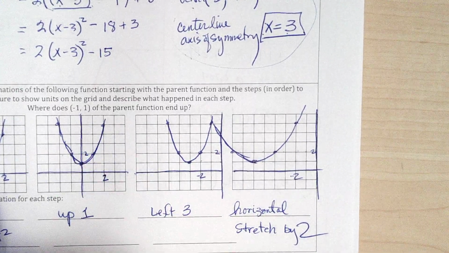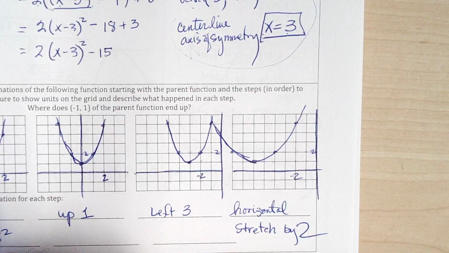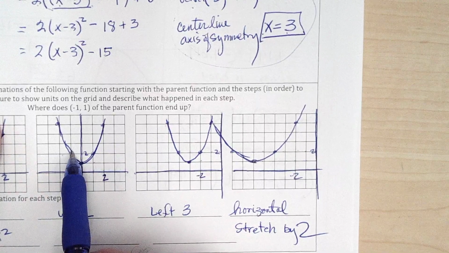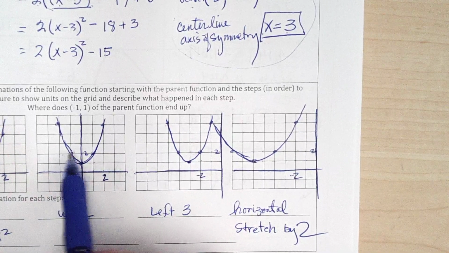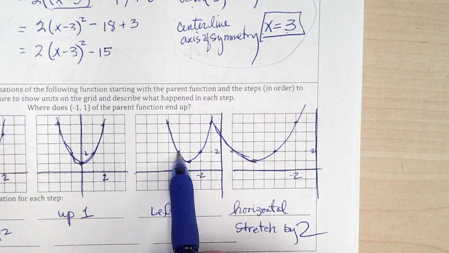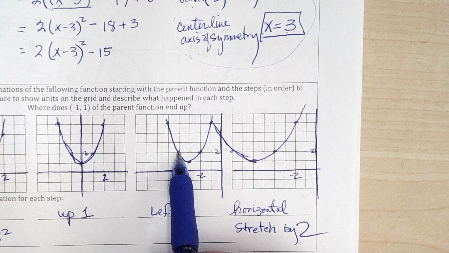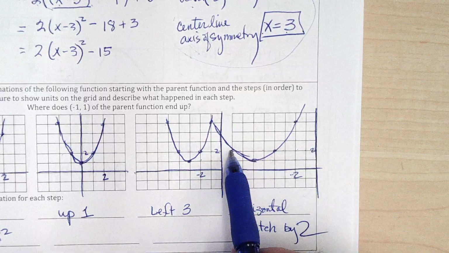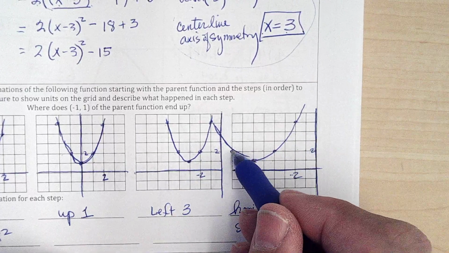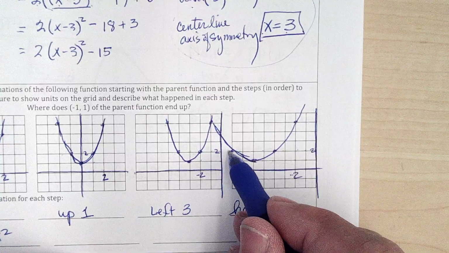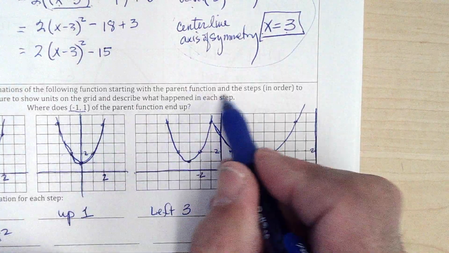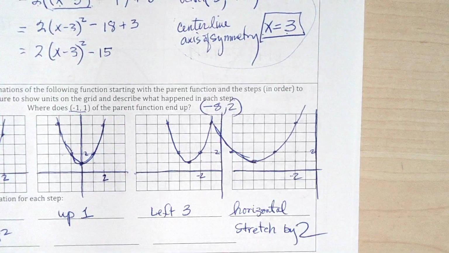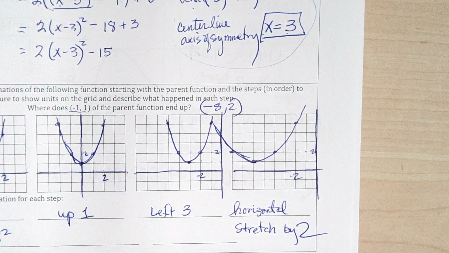So where did -1, 1 end up? Well, it got moved up 1 by the +1. Then it got moved left 3. And then it got moved over twice as far from the y-axis from this one. So it ended up here at -8, 2. So where did that end up at? Okay.